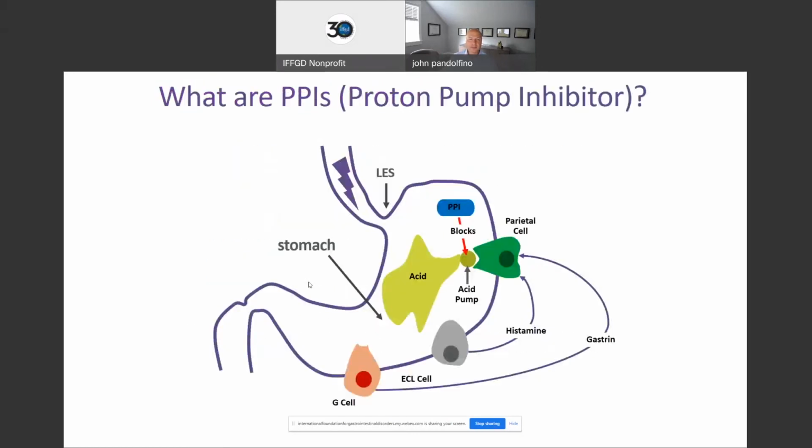So as I mentioned, the PPIs are very effective, but they do require this delicate interplay with the timing of the meals. But all of reflux is not related to acid. And remember that even though you might reduce the acid level in the gastric refluxate, this gastric refluxate still has bile and it still has digestive enzymes, and that can still injure the esophagus.